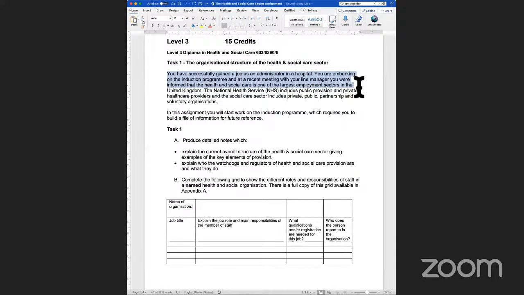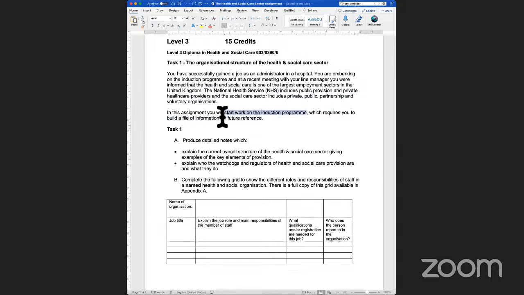Obviously, there are jobs in the private sector, the ancillary sector, and associated partnerships and other companies and organizations which work directly or indirectly with the National Health Service. The National Health Service includes public provision, private healthcare providers, and the social care sector, which includes private, public partnerships and voluntary organizations. Now, in this assignment, you will start work on an induction program.